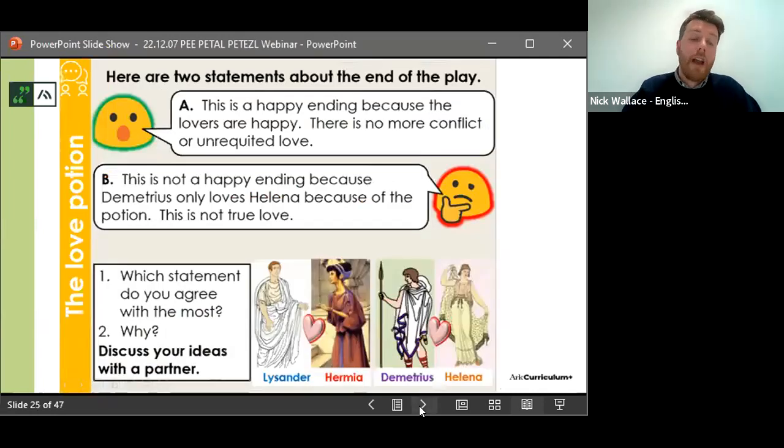Similarly, here is a different activity on the same text, A Midsummer Night's Dream. We explore the ending of the play where one of the characters remains under the influence of the love potion. So we can establish a debate here between students. Is it a happy ending because at the end of the play, the lovers are happy? There's no more conflict. There's no unrequited love. Or does the end of the play actually undermine the notion of true love? We only see that the character Demetrius is in love with Helena because he's under the influence of the love potion. Actually, it is a really cynical ending to the play, because Shakespeare undermines the notion of free will.